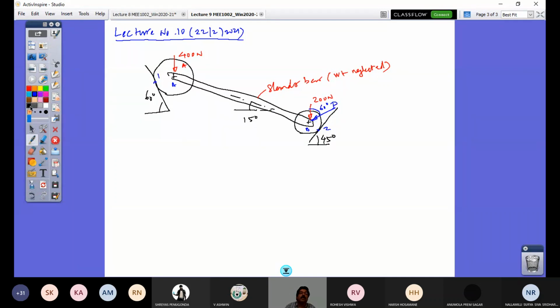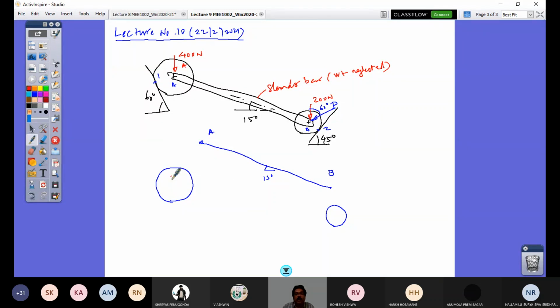So what am I going to do? I'm going to draw a free body diagram of this bigger disc, the free body diagram of the smaller disc, and importantly, this slender member. I represent the slender member orientation by a line. This is 15 degrees now. This point is A, this point is B. Let me draw the individual free body diagrams.